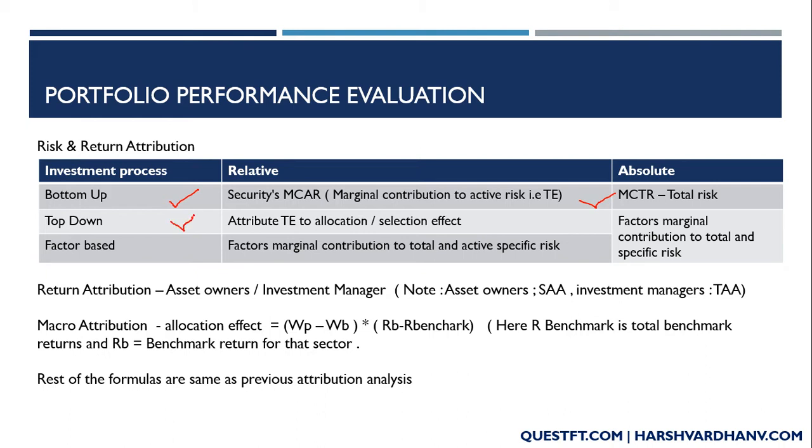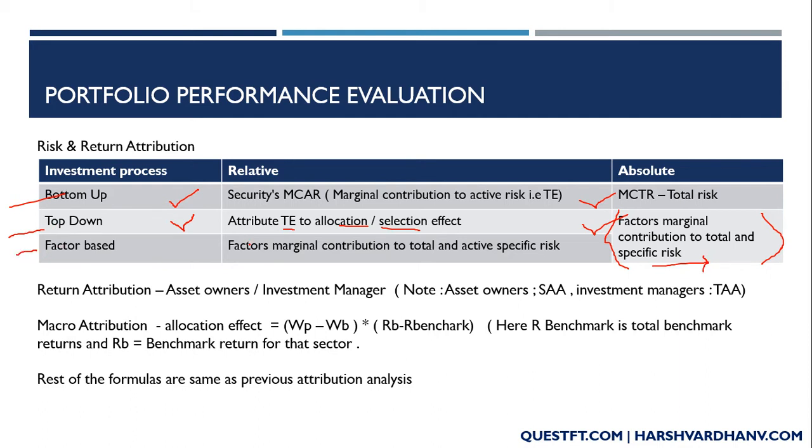What will top down be? Top down will be opposite, because now you have done the security part. The top down has to be from a sector perspective, so attributing the tracking error to allocation and selection effect. Top down does not matter over here for absolute basis, because over here you are not comparing it with the sector.